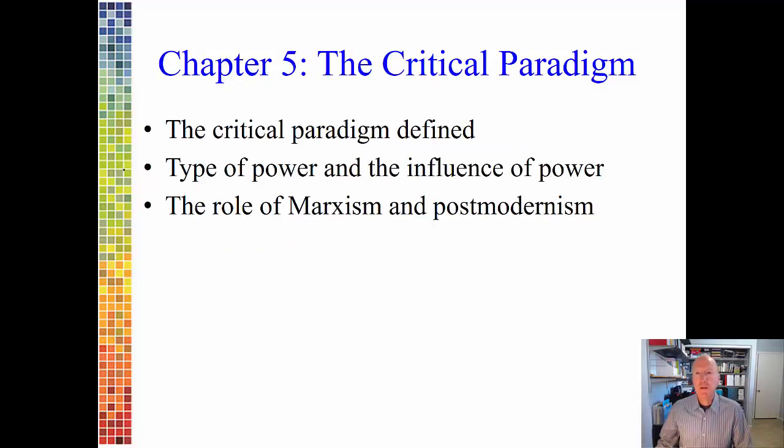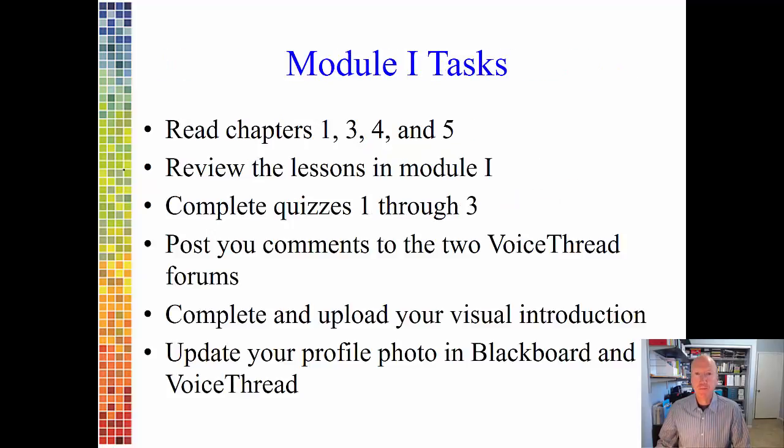Then the third and last chapter on paradigms is the chapter 5 on the critical paradigm. And so we'll define this, and the critical paradigm is, as the name implies, critical of different power structures or different structures in society, and this can be from a gender perspective, a power perspective, a sexual orientation perspective, economic perspectives, and so we'll look at Marxism and postmodernism and other critical perspectives in chapter 5.